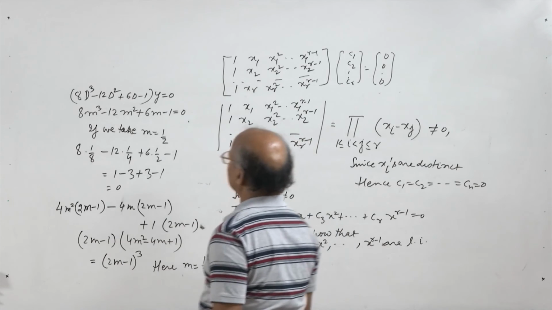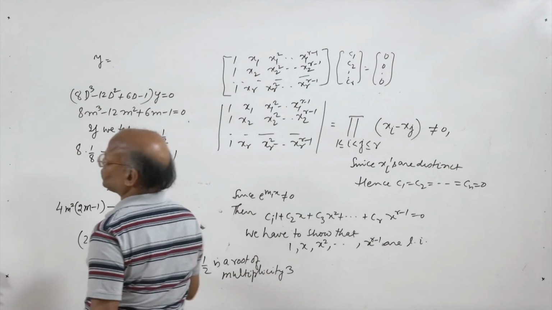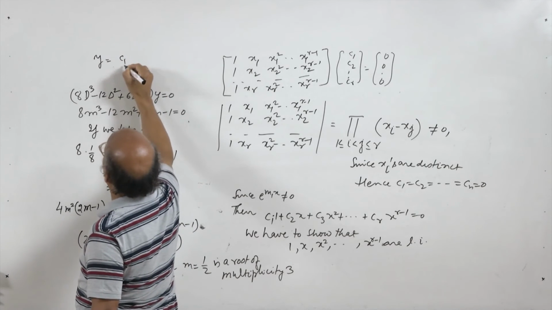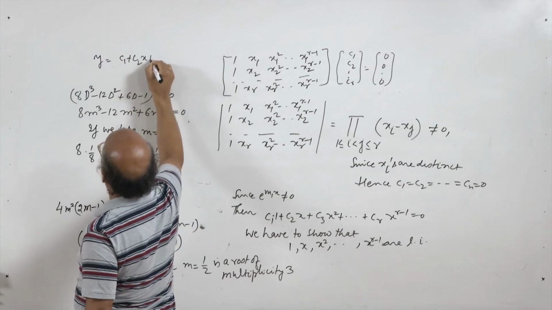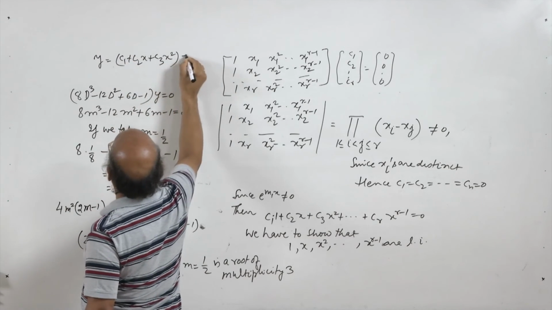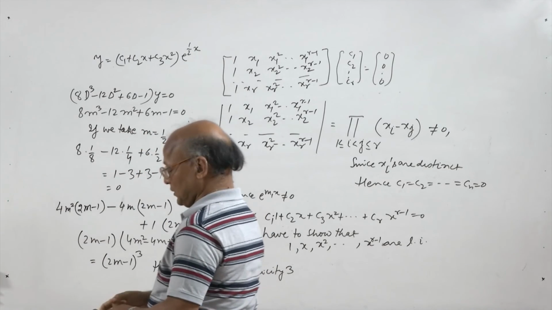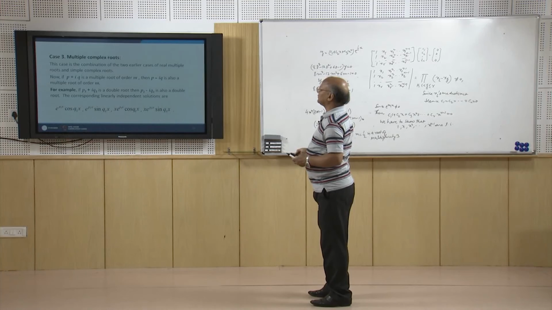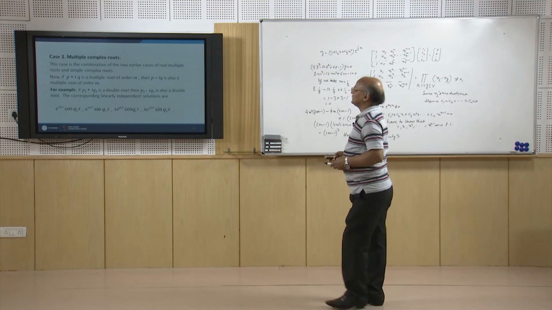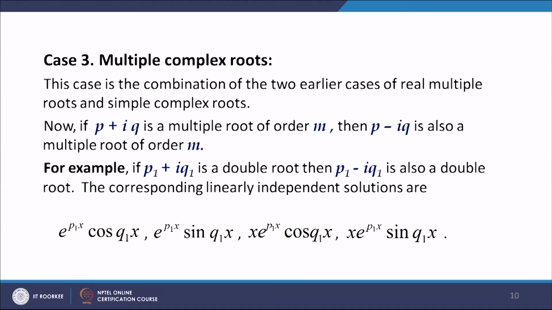And so the general solution is y equal to c1 plus c2x plus c3x square, e to the power half x in this case. Let us now consider the third case, multiple complex roots. This case is a combination of the two earlier cases.